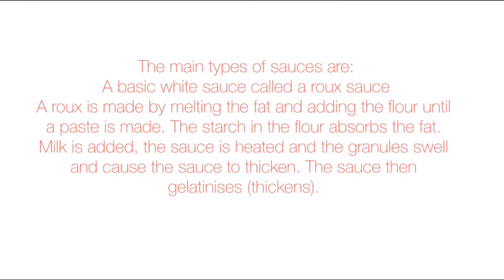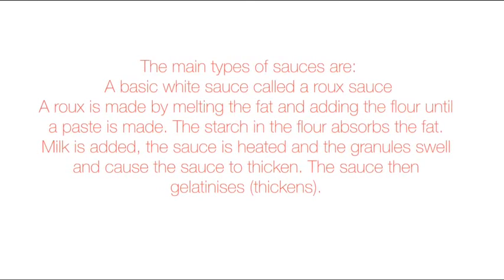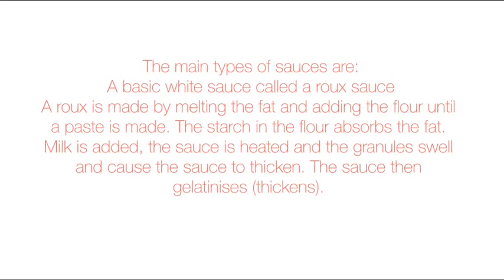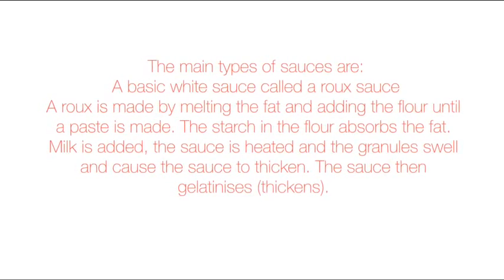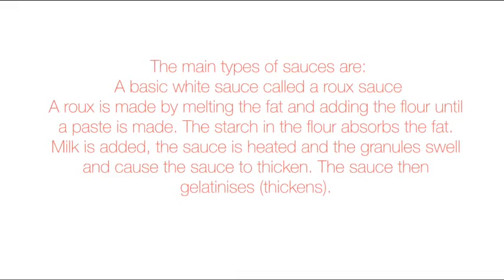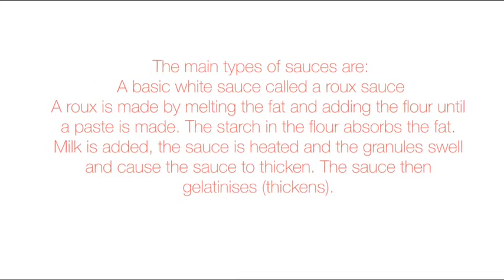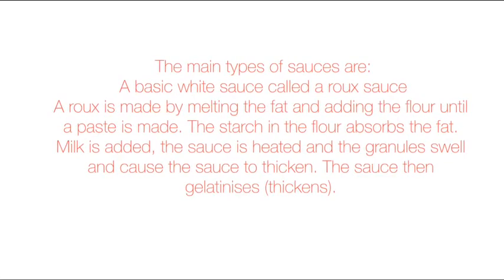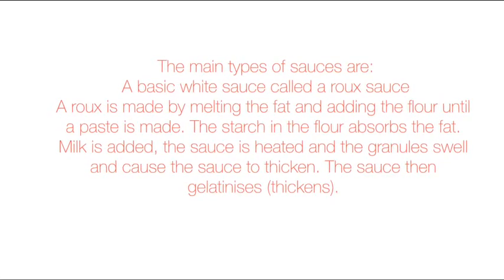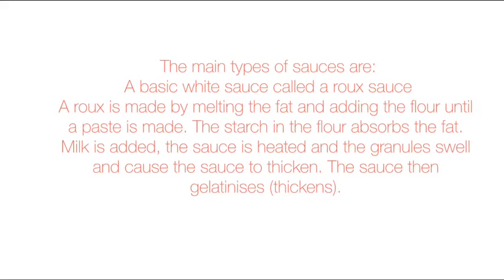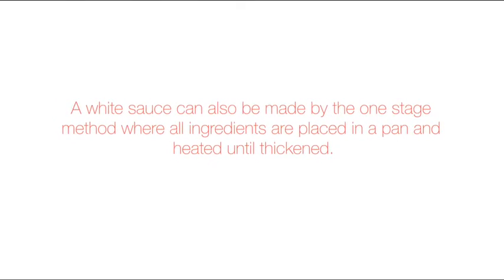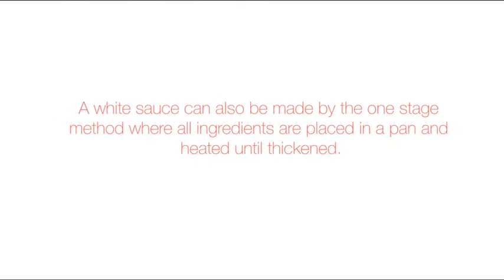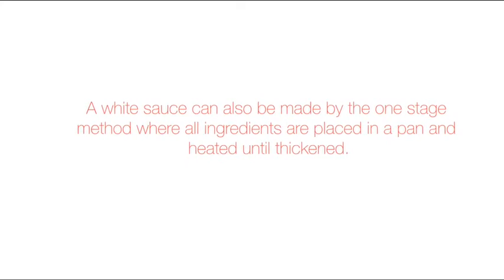A roux is the start of it, which is made by melting the fat and adding the flour until a paste is made. This is then cooked off a bit till it becomes more grainy, a bit like sand. The starch in the flour absorbs the fat. Milk is then added. The sauce is heated and the granules swell and cause the sauce to thicken. The sauce gelatinises, thickens. A white sauce can also be made by the one-stage or all-in-one method, where all ingredients are placed in a pan and just heated until it thickens.